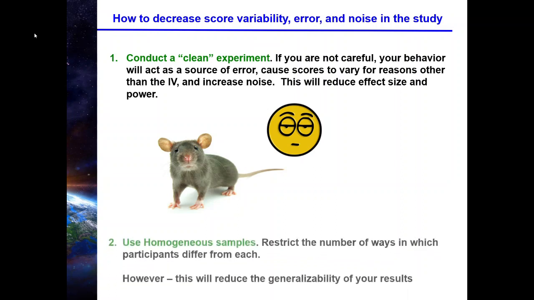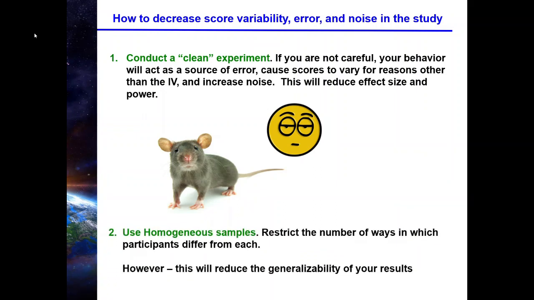Okay, the second thing though that you can do is test homogeneous samples. And what we mean by this is restricting the ways in which participants could differ from each other. And we're talking about ways that are irrelevant to the independent variable. So let me give you an example. Let's say that we want to test the effect of coffee on longevity, all right? So our coffee drinkers, do they live on average longer than people who don't drink coffee?